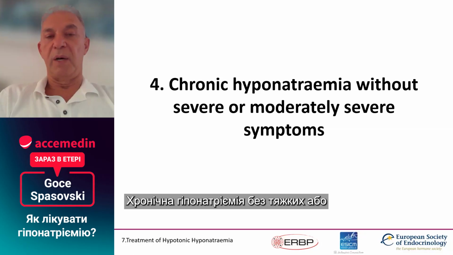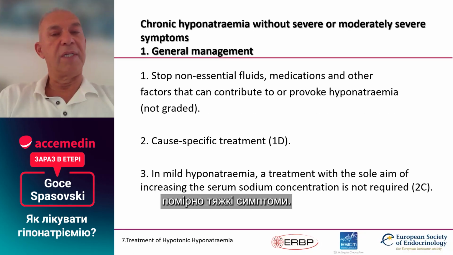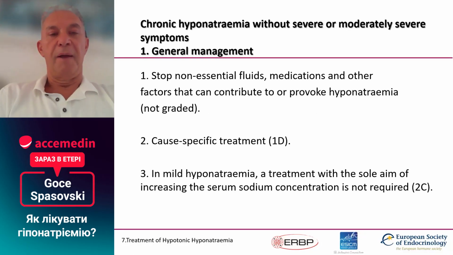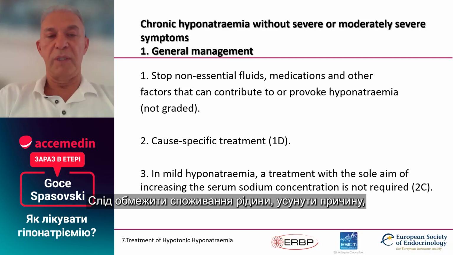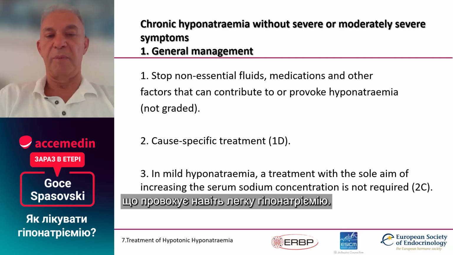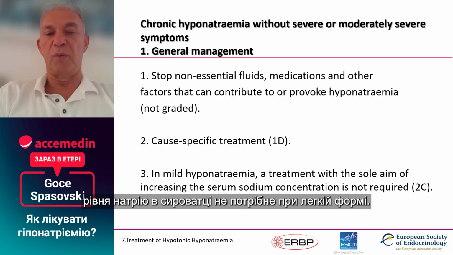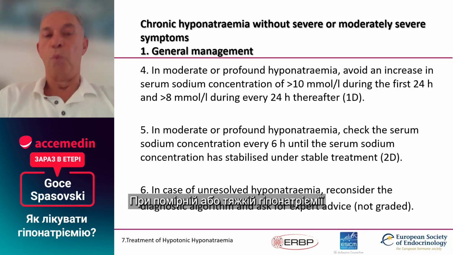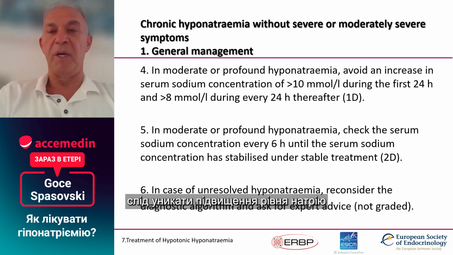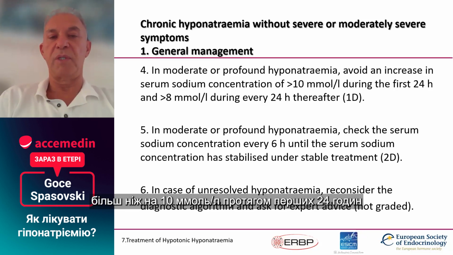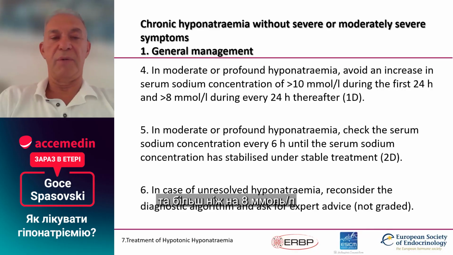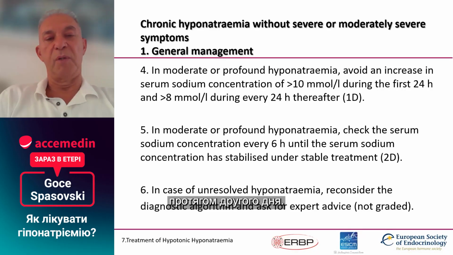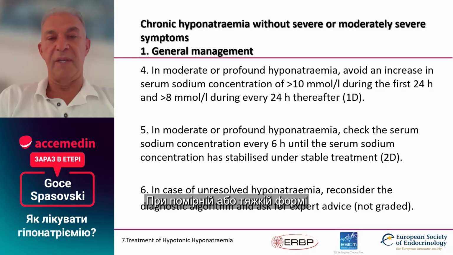Chronic hyponatremia without severe or moderately severe symptoms. Stop essential fluids, give cause-specific treatment. In mild hyponatremia, a treatment with the sole aim of increasing the serum sodium concentration is not required. In moderate or profound hyponatremia, avoid an increase in serum sodium concentration above 10 millimoles per liter during the first 24 hours and above 8 millimoles per liter during the second day.